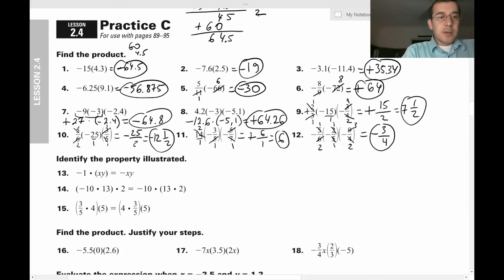Identify the property illustrated. The first one is the multiplicative property of minus 1, because when you're multiplying a number times minus 1, you get the opposite of that number. For number 14, this is the associative property of multiplication. For number 15, 5 is the same here, but these change here. This is 3 over 5 times 4. Here we have 4 times 3 over 5. So this is the commutative property of multiplication.